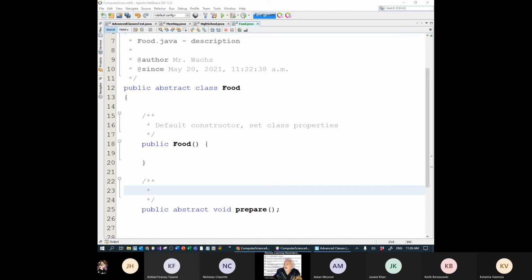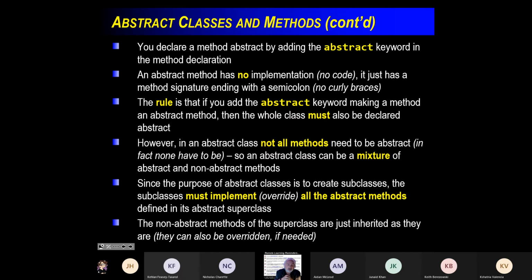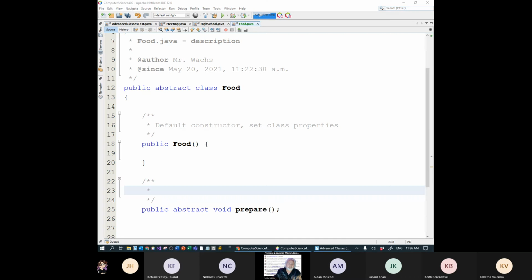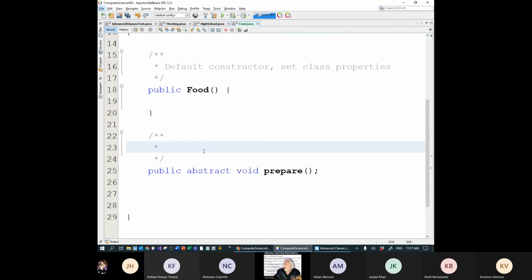Let me put a comment about that in a second. But I do have a slide that also explains this to you guys, so let me bring this up. You declare a method as abstract by adding that abstract keyword to the method. The abstract method has no code, no implementation. It's just the method signature that ends with a semicolon, no curly brackets. And the rule is, if you add the keyword abstract, making a method abstract, then the class must be an abstract class. There's a little more to it than that, but let's put some of that into a comment on this abstract method called prepare, and then we'll be ready to be done for the day.